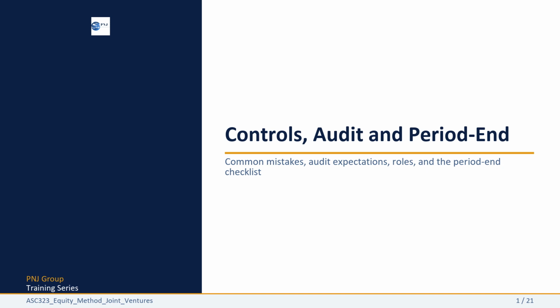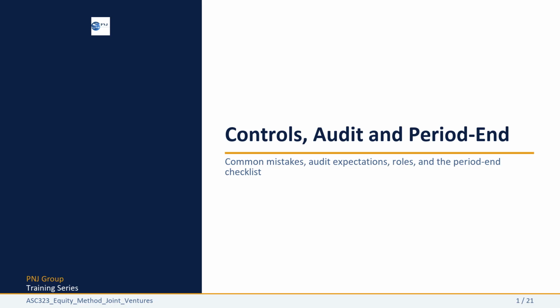Welcome to Section 7 of the ASC 323 training series on the equity method and joint ventures. This is the final section of the course, and it is where everything becomes operational. We will walk through the 5 most common mistakes teams make when applying the equity method, what auditors expect to see, who is responsible for what across the 3-tier role structure, and how to work through the period-end checklist.